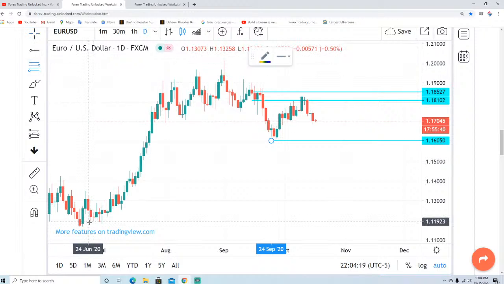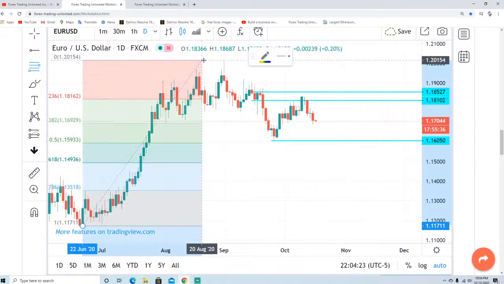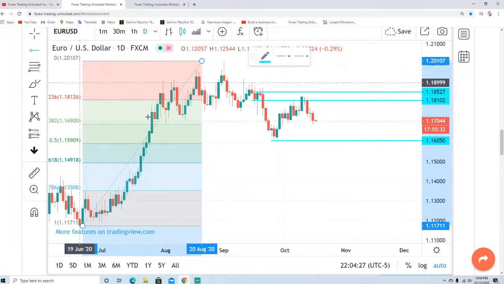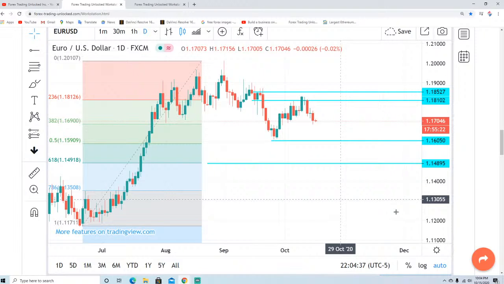If you just look at this major low back here over the summer to this high at the beginning of September, we go to a 0.618. That puts us all the way down at 1.1489. So this would be a good longer-term target area for us to shoot for over the next, I would say, about maybe a month and a half.